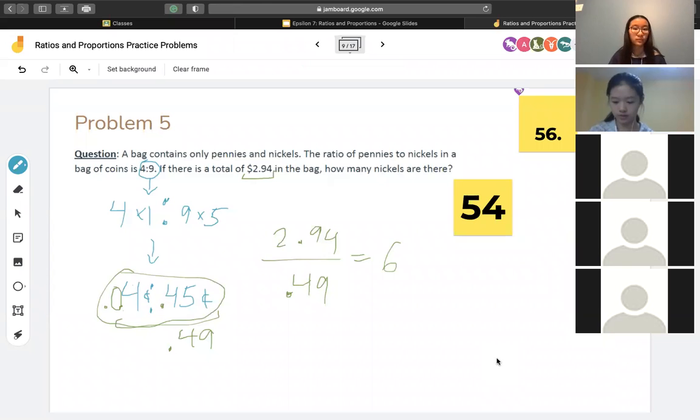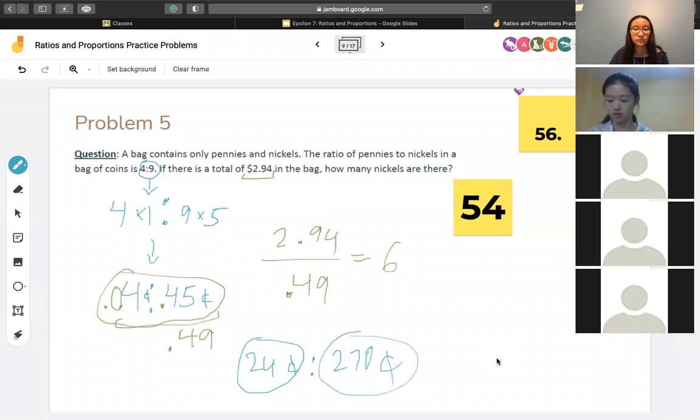24 cents to 270 cents. What this means is that in total, in this bag, 24 cents of the $2.94 is contained in pennies, and 270 cents is contained in nickels.